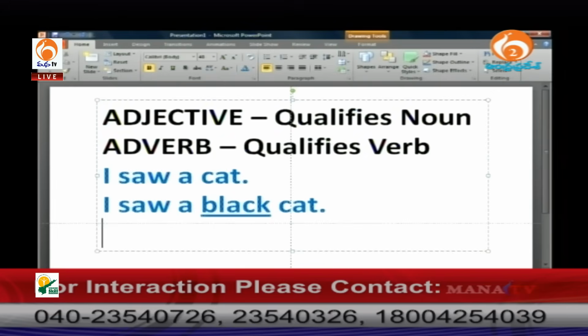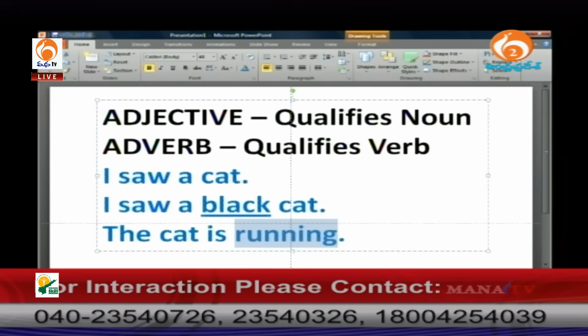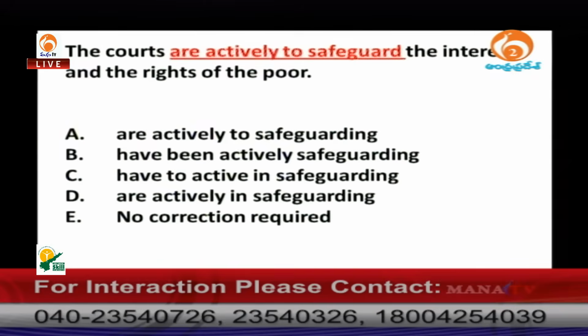Okay. Likewise, the cat is running. This running is verb. Whenever you have a verb, there will also be a tense. If there is an action, there needs to be a time for the action. Alright. The cat is running. Running is a verb. The cat is running.